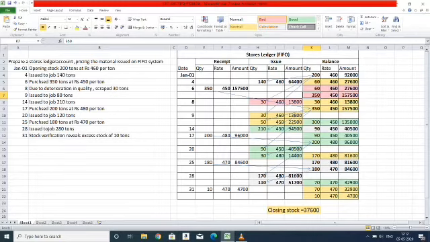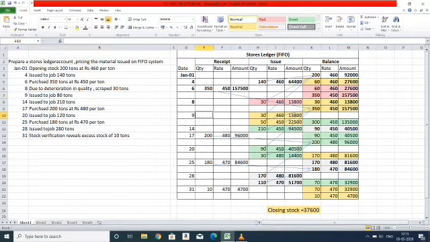Now also in our hand we show that 350 into 450, that amount comes to 1,57,500. So on this January 8, we have in our closing balance 30 tons at the rate of 460 amounting to 13,800 plus 350 tons at the rate of 450 amounting to 1,57,500. Then on January 9, issued to job 80 tons.